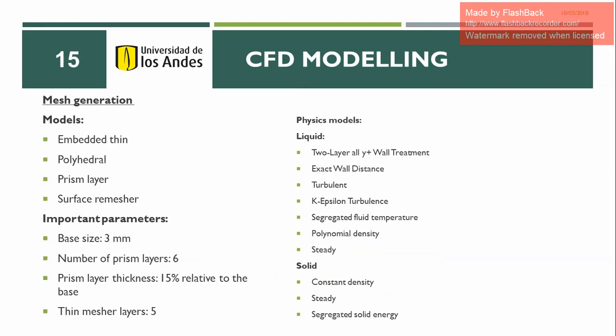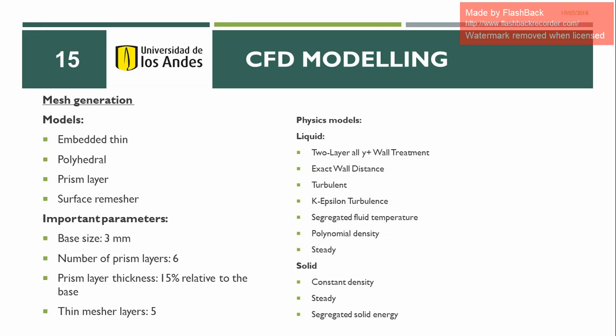Now, for CFD modeling, the mesh models and parameters shown in this slide were used. The prism layer measure and embedded thin measure are especially important, as the prism layer measure allows the simulation to capture accurately the fluid's behavior near walls, and the embedded thin measure is useful for capturing the solid thickness of the tubes, as it creates prismatic layers in the volume of the solid, allowing better modeling of the heat transfer.